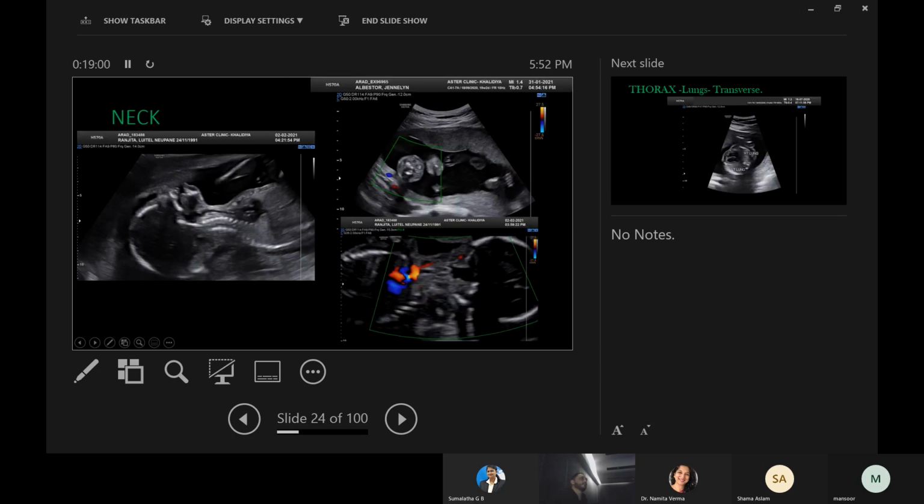Now this is the neck of the baby. Look at this view. There is no tracheomegaly. There is no fetal goiter. There are no cysts and masses, jugular sacs and all in the axial view. This is sagittal, axial, coronal view.